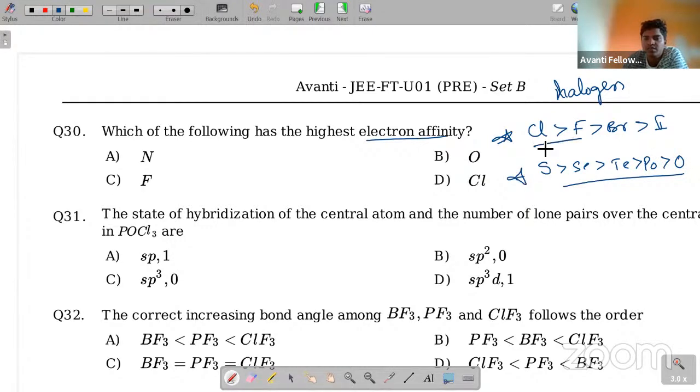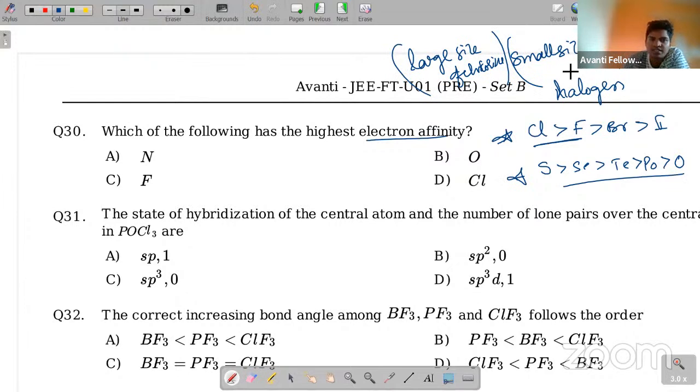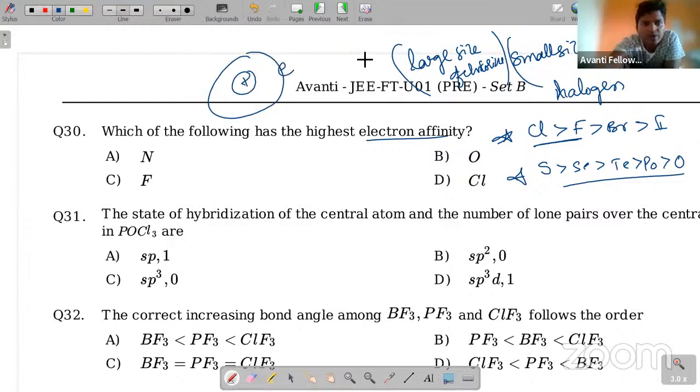Why is there an exception between chlorine and fluorine? Because of the small size of fluorine, or we can also say the large size of chlorine. Due to the small size, there will be a greater repulsion. So let's suppose this is fluorine. What is electron affinity? The energy released when we add an electron. So these are the fluorine electrons.